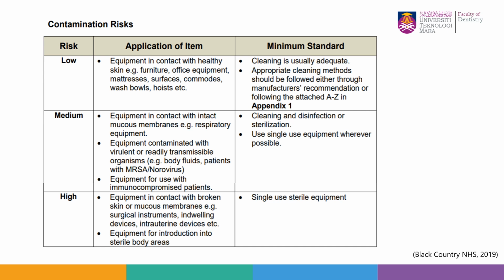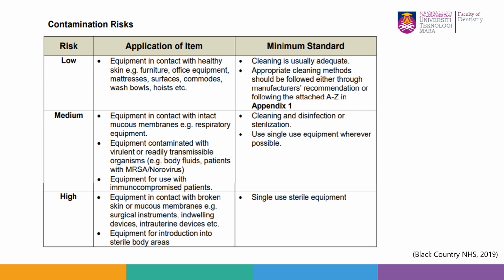Looking at the contamination risk. There are three types of risk, which are low, medium, and high. The low risk belongs to equipment in contact with healthy skin. Okay, there's no trauma on the skin. For example, if we touch the furniture, office equipment, mattresses, surfaces, commodes, wash bowls, hoists, etc.